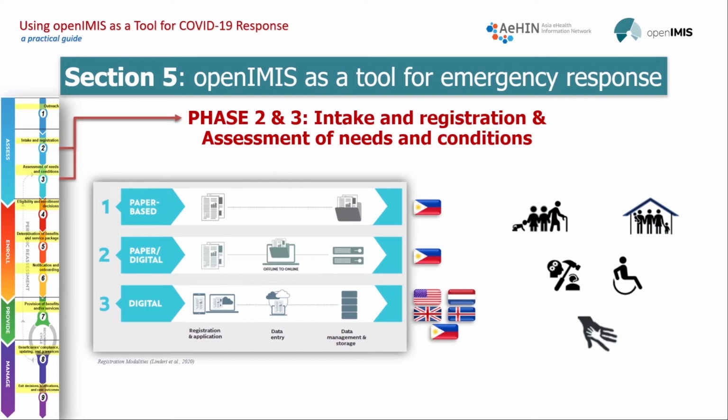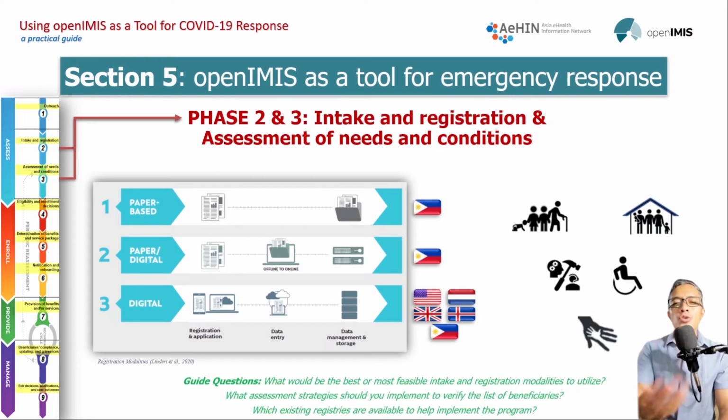In one of Thailand's social protection schemes, exclusion of digitally naive groups was mitigated by engaging civil society groups to support registration. Guide questions. In your use case, what would be the best or most feasible intake and registration modalities to utilize? What assessment strategies should you implement to verify the list of beneficiaries? And which existing registries are available to help implement the program?